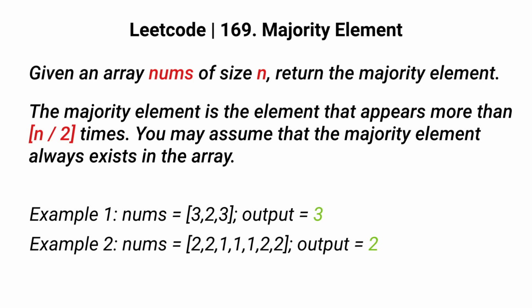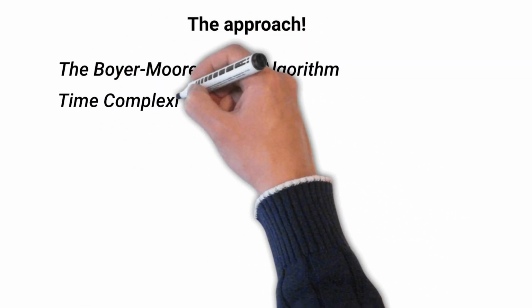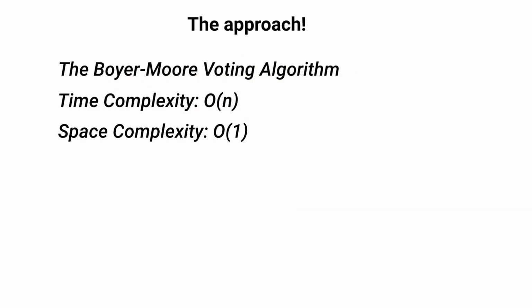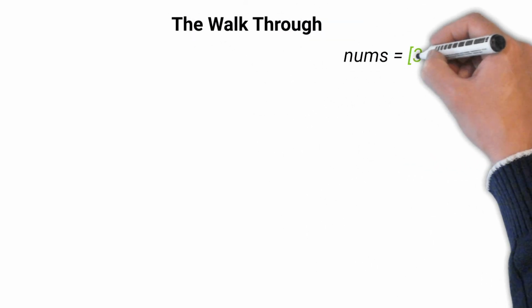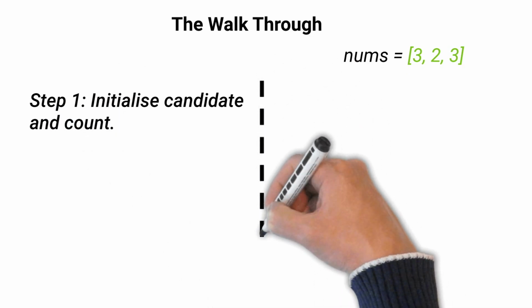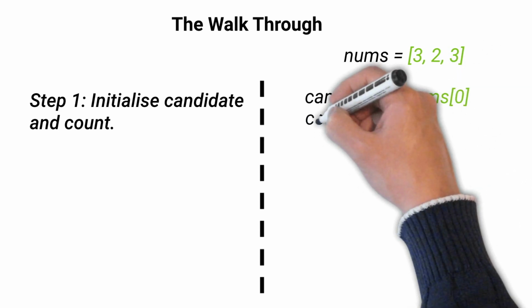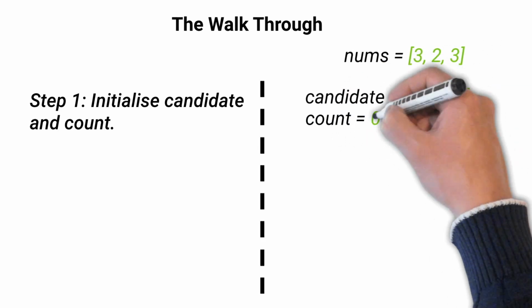The approach that we're going to be using is called the Boyer-Moore voting algorithm. It has a time complexity of O of n and a space complexity of O of 1. It's the optimal solution to this problem. Now let's walk through an example. Nums equals 3, 2, 3. Step 1. Initialize candidate and count. Set candidate equal to the 0th index item in nums and count equal to 0.